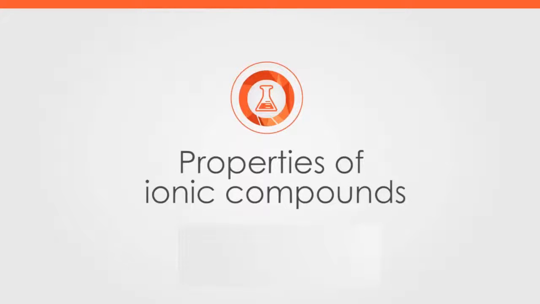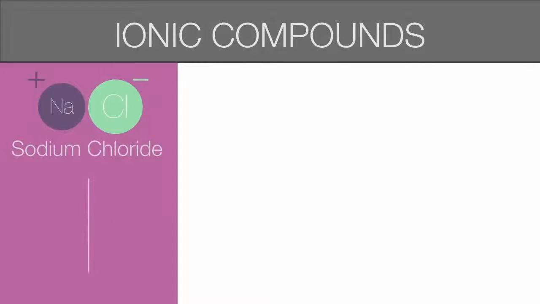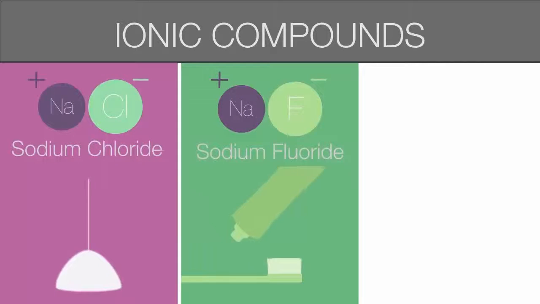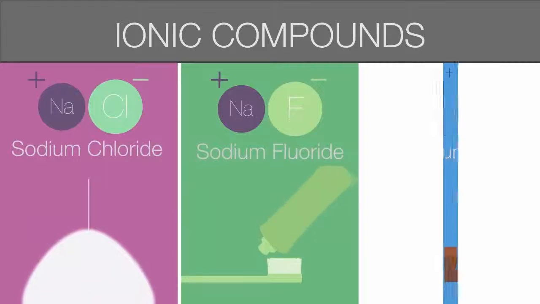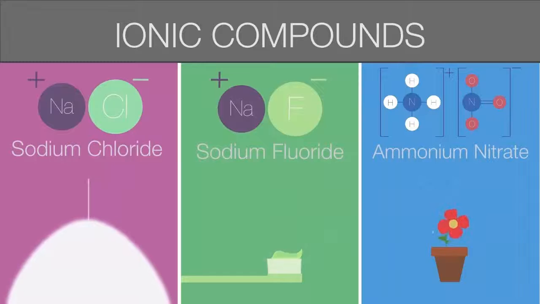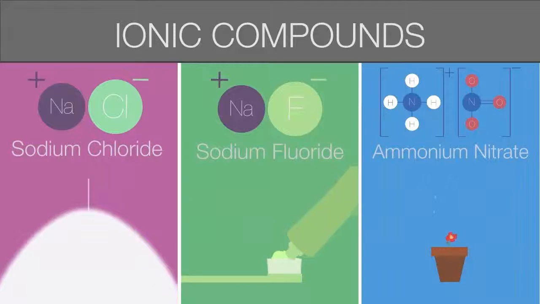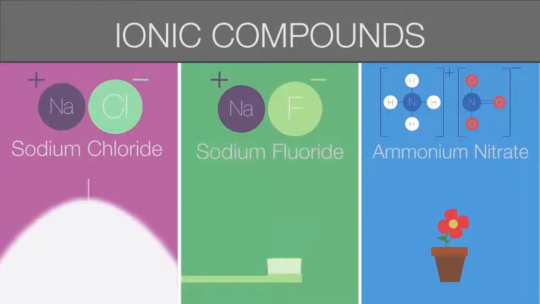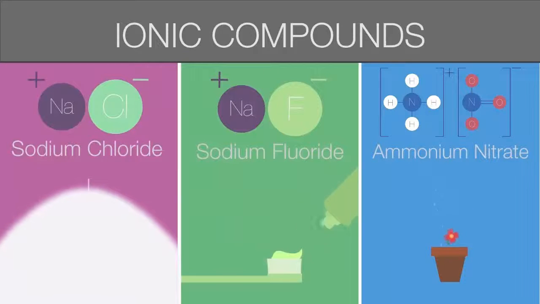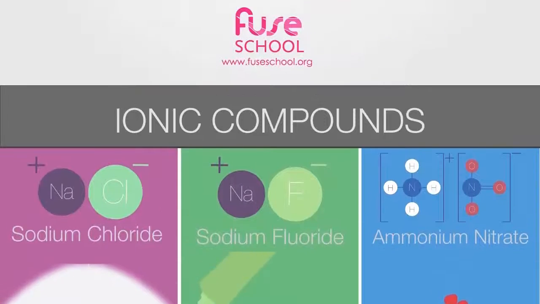Many ionic compounds do not just exist in a laboratory or in your chemistry homework. Sodium chloride is regular table salt. Sodium fluoride is added to some toothpastes to help strengthen tooth enamel. Ammonium nitrate can be used to fertilize plants. Although their real-life applications are very different, they share a few key properties.